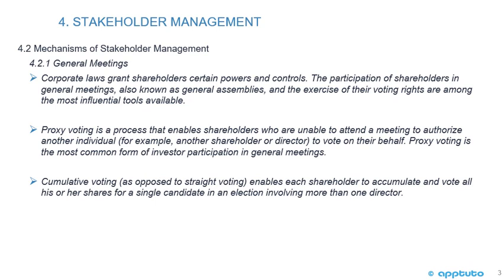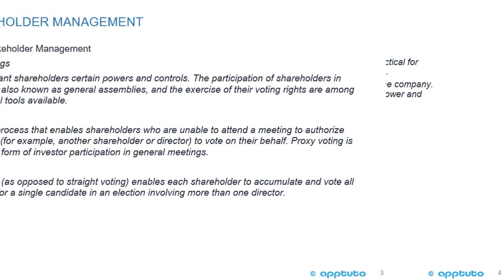Proxy voting is a process that enables shareholders who are unable to attend a meeting to authorize another individual, for example, another shareholder or director, to vote on their behalf. Proxy voting is the most common form of investor participation in general meetings. Cumulative voting, as opposed to straight voting, enables each shareholder to accumulate and vote all his or her shares for a single candidate in an election involving more than one director.